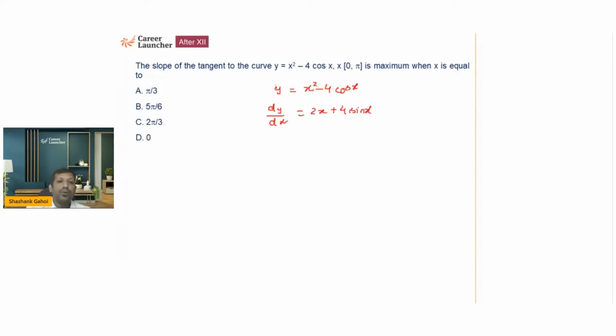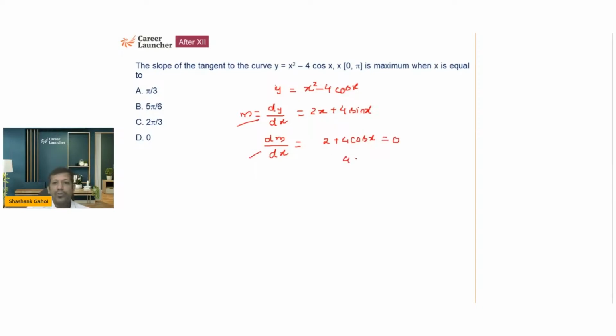Now I want to, this is the slope we are talking about. So that is equal to m. Now I want to maximize the slope. So I need to differentiate this. So dm by dx, and that is going to be what? 2 plus 4 cos x. Okay. So from here, if I want to maximize slope, it means I need to differentiate the slope and put it equal to 0.